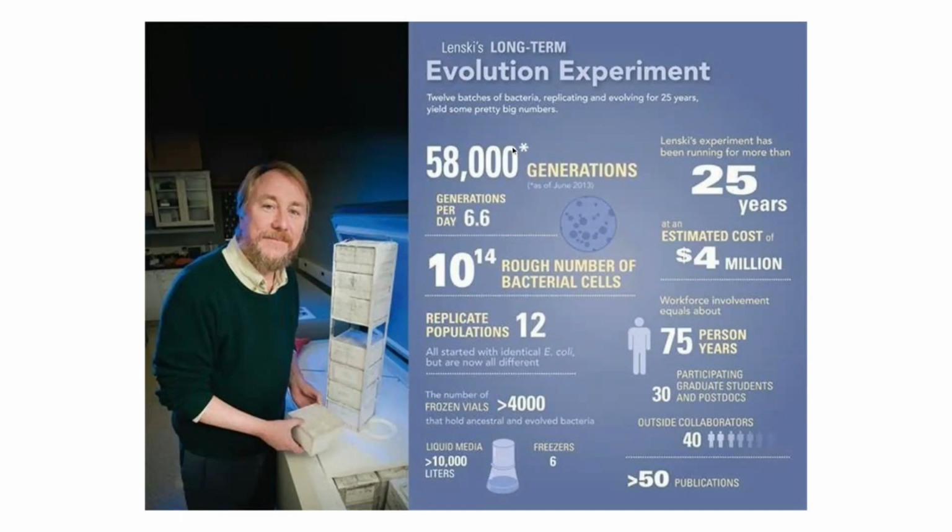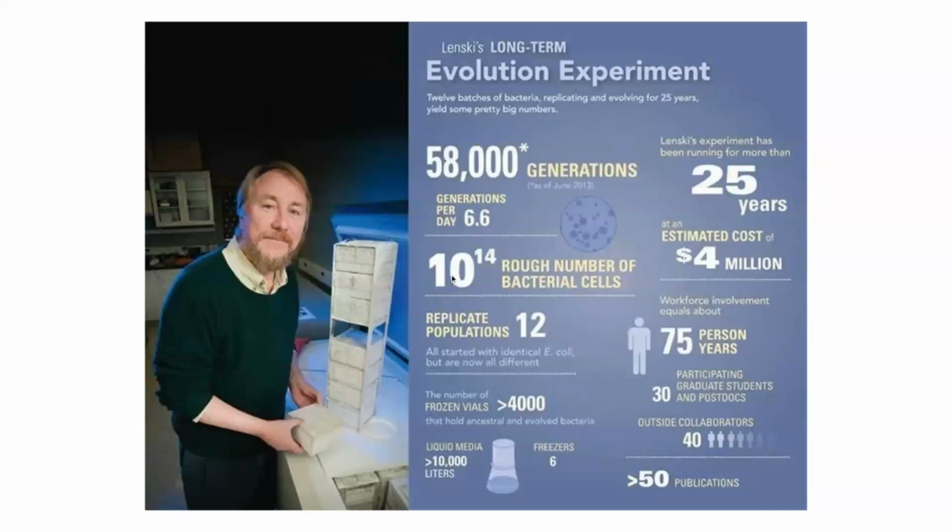A human generation is I grow up, I marry someone, and we have a kid. That's a generation, right? That's something that takes decades for humans. We're seeing 6.6 generations per day for his E. coli, because remember, bacteria reproduce very, very quickly. His experiment has seen over 10 to the 14, or about 100 trillion bacterial cells.